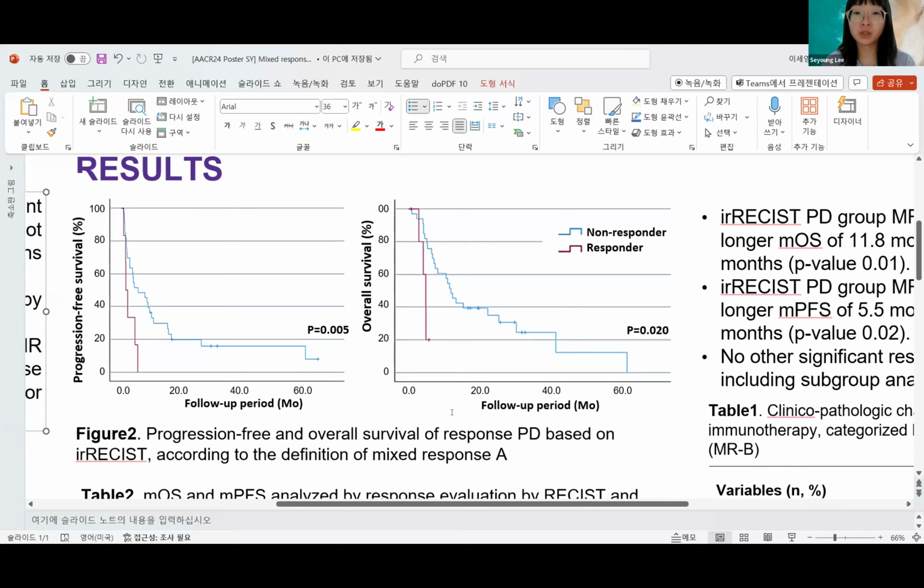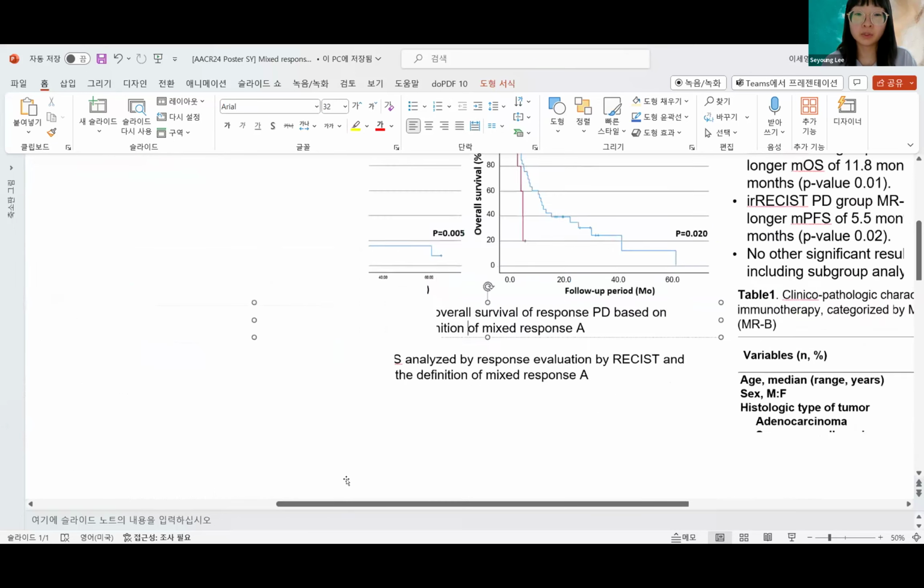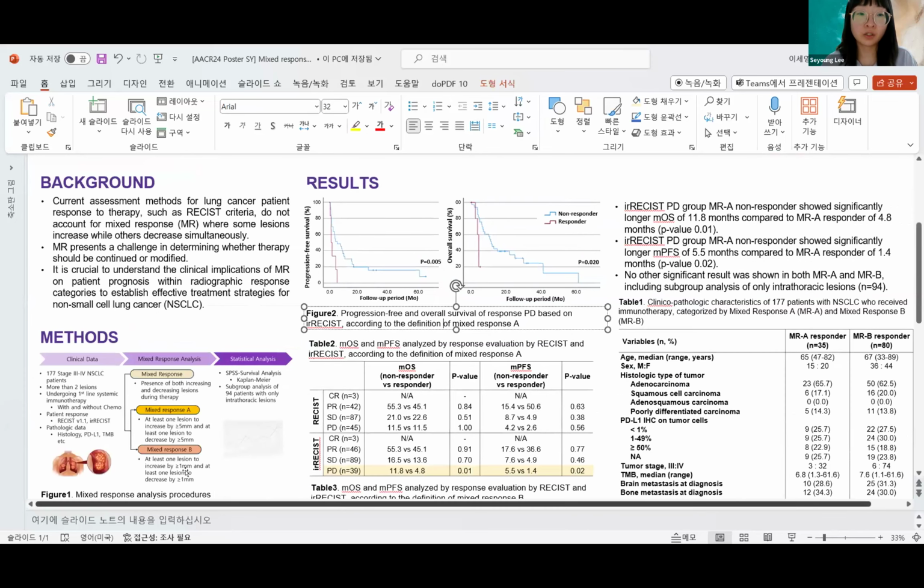And the one that had a significant statistical response was the patients that had definition A of mixed response, which we set at 5 millimeters as the standard definition of increase or decrease, as you can see. For mixed response B, the cutoff was only 1 millimeter, and the results for these did not have any significant values. So I just put the only significant Kaplan-Meier graph here.